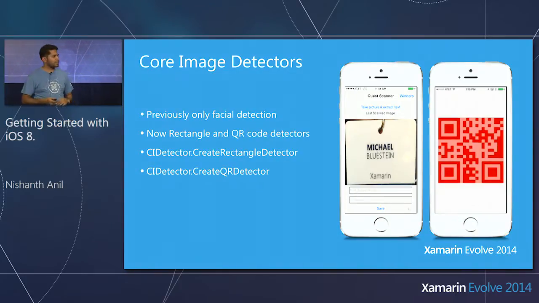So here's that Quest app I was talking about. It has this rectangle detector. If you look at Mike's ID card, it detects that rectangle exactly. And also you can see the QR code. That example has an overlay. Once I detect the QR code, I'm just adding a red overlay on top of it just to identify the QR code. The classes that you're going to use are CIDetector.create rectangle detector and CIDetector.create QR detector. Previously, only facial detection was allowed. Now you have two more things.